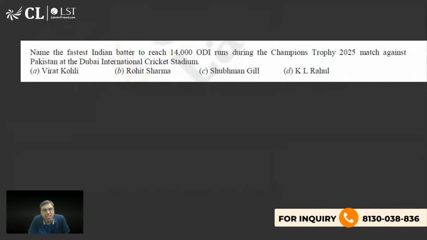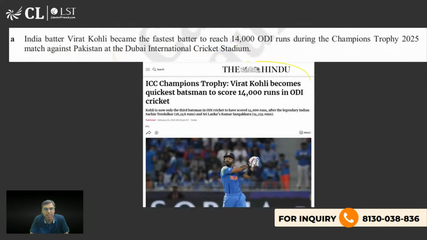The next is, name the fastest Indian batsman to score 14,000 runs during Champions Trophy 2025. What is the answer? Yes, the right answer is Virat Kohli. Yes, Ruchit Kotwal, you are right. Fastest to score 14,000 runs in ODI.